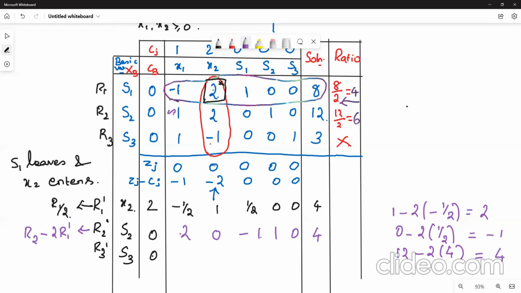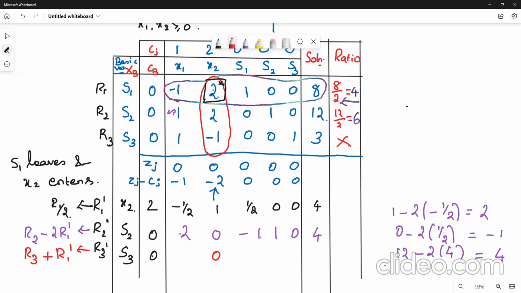Next, my aim is to make this minus 1 to be 0, performing the row operation with the newly formed row, that is R1 dash. Here minus 1 is there, here 1 is there. When will this minus 1 become 0? When you simply add both. So the row operation identified is row 3 dash is nothing but row 3 plus row 1 dash. Simply adding both.